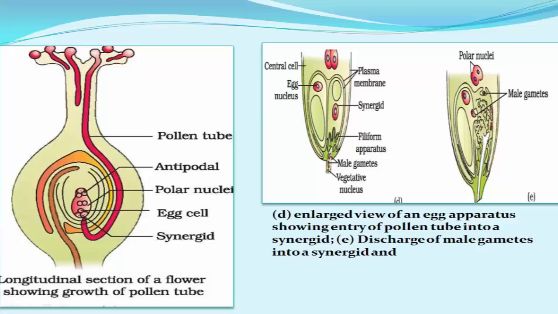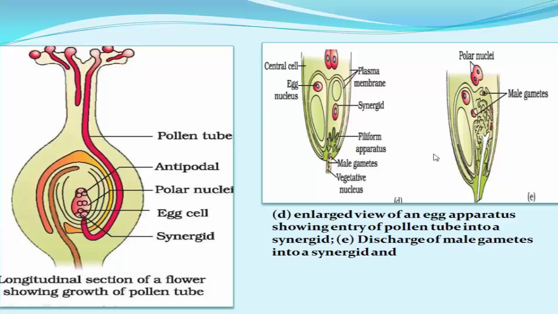Right type of the pollen grain, that is compatible, it is supported by the stigma and allowed to germinate. Wrong type of the pollen grain, that is incompatible, rejected by the stigma, not allowed to germinate. So this is the main theme or process of pollen-pistil interaction.